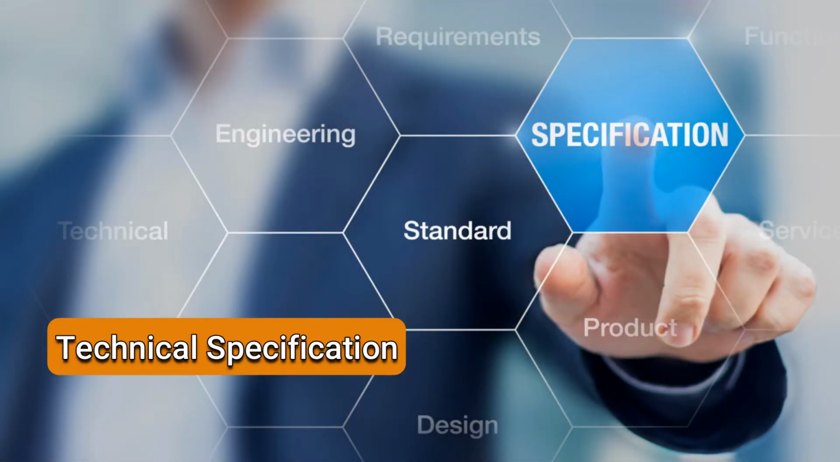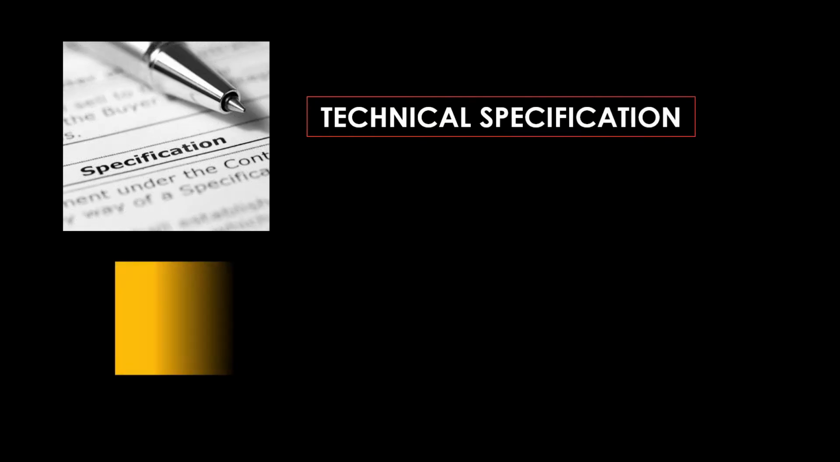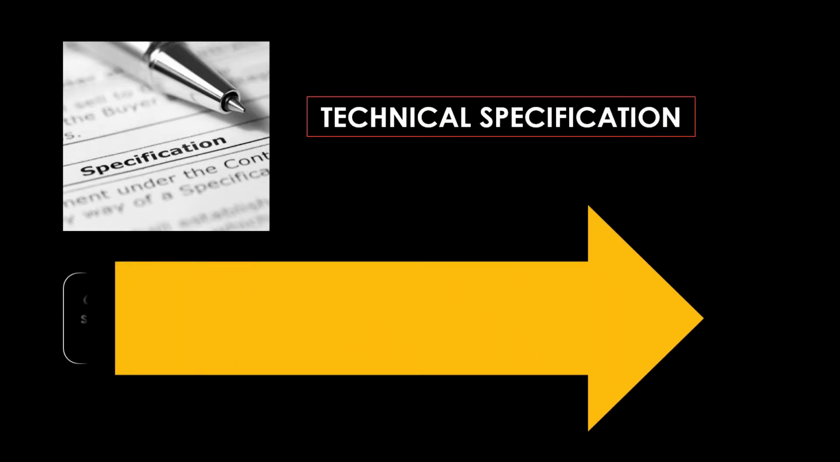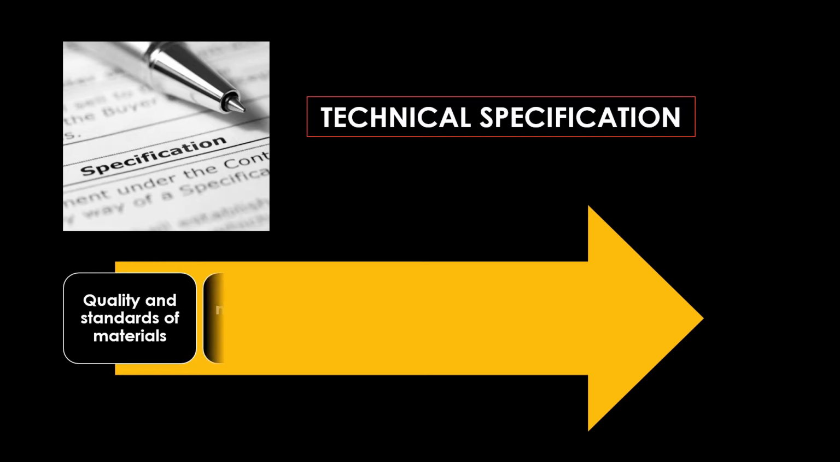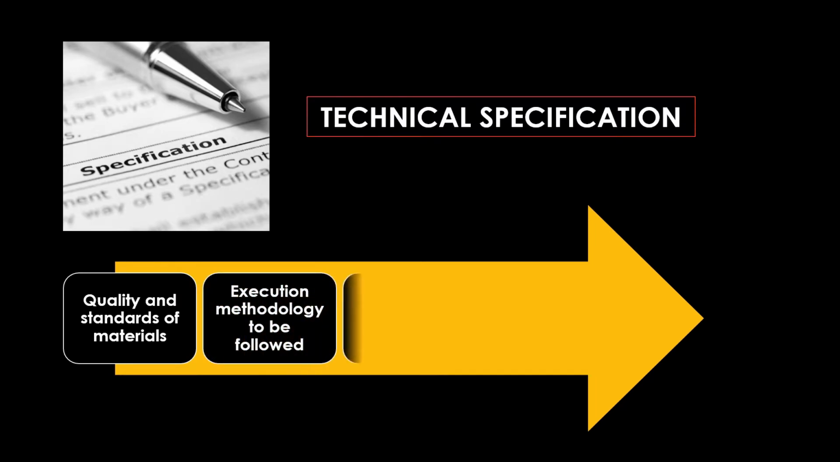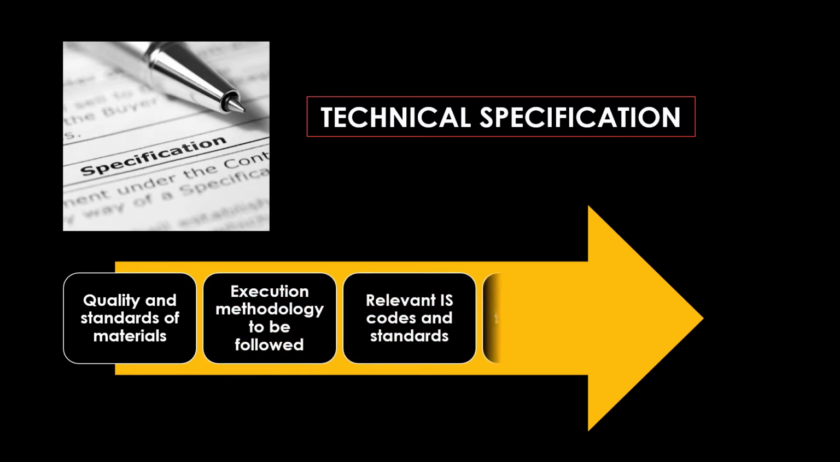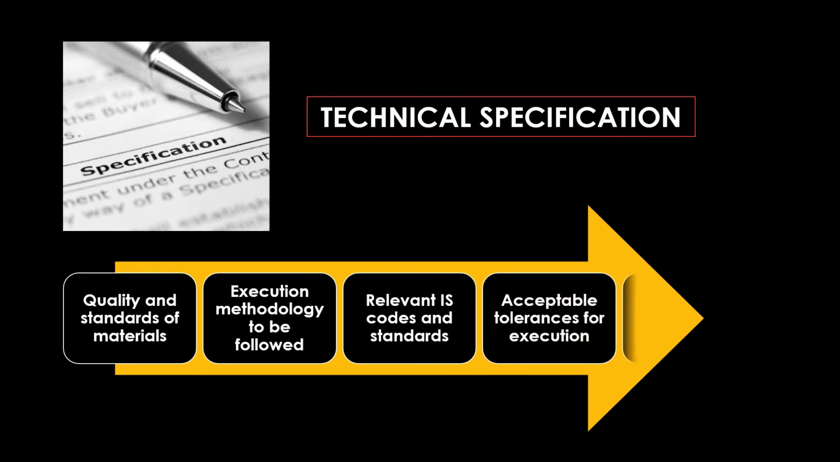The next is technical specification. Technical specification includes the quality and standards of materials to be used in the contract, the execution methodology to be followed, relevant IS codes and international standards, the acceptable tolerances for execution, and an approved vendor list.